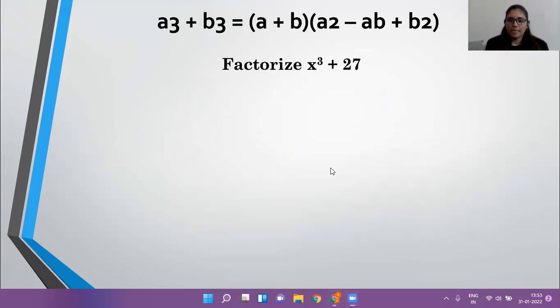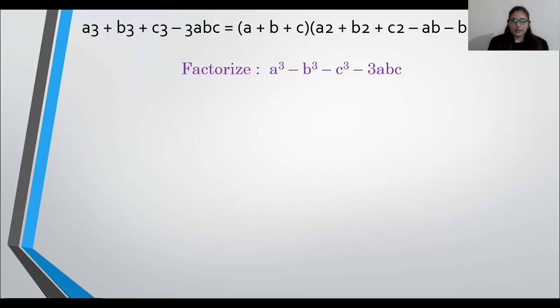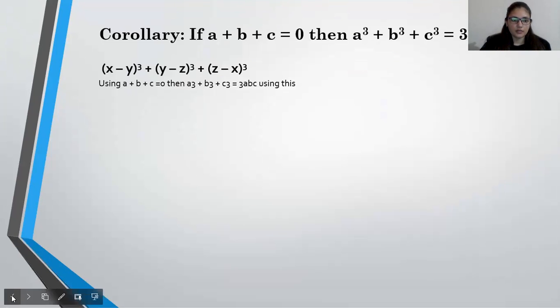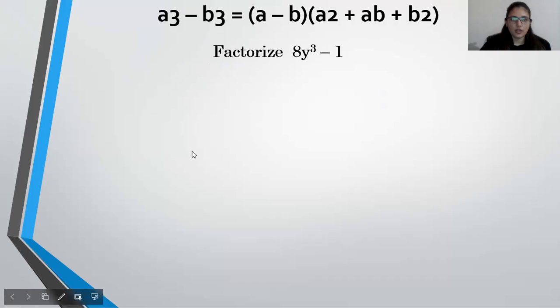Let me check. All right, yeah. Before going ahead, let's first go with this identity, which is a cube minus b cube. The same thing we will be doing here.